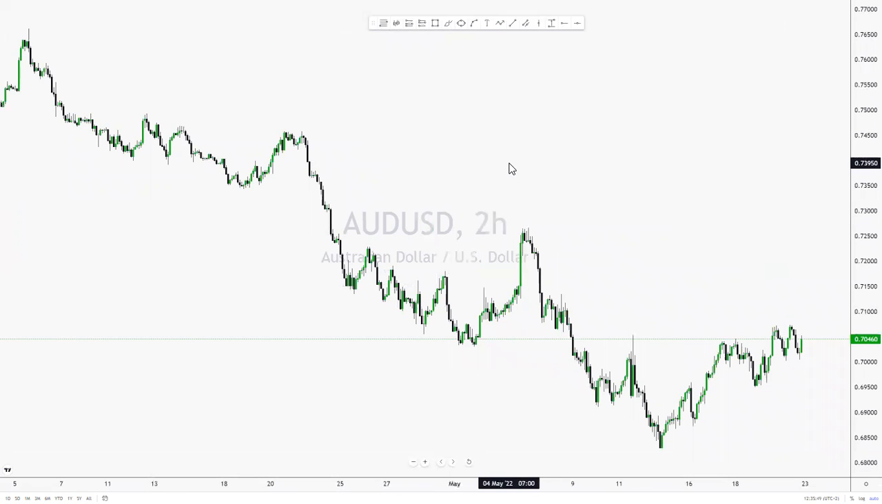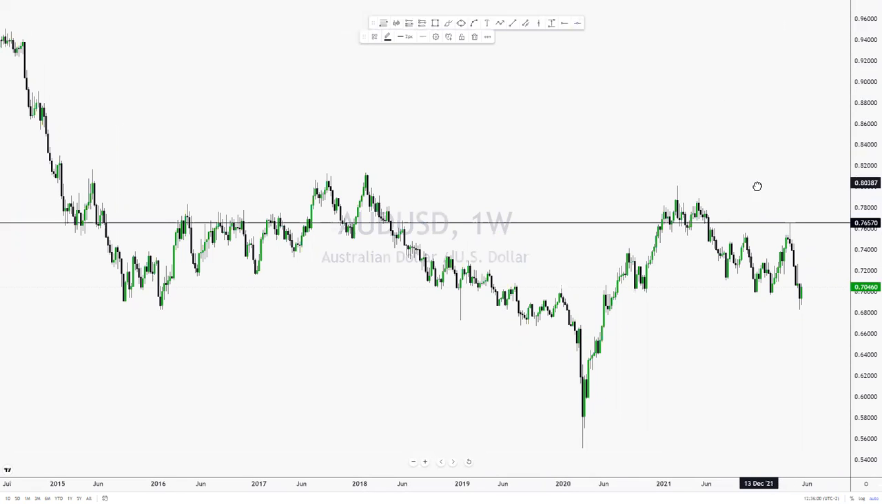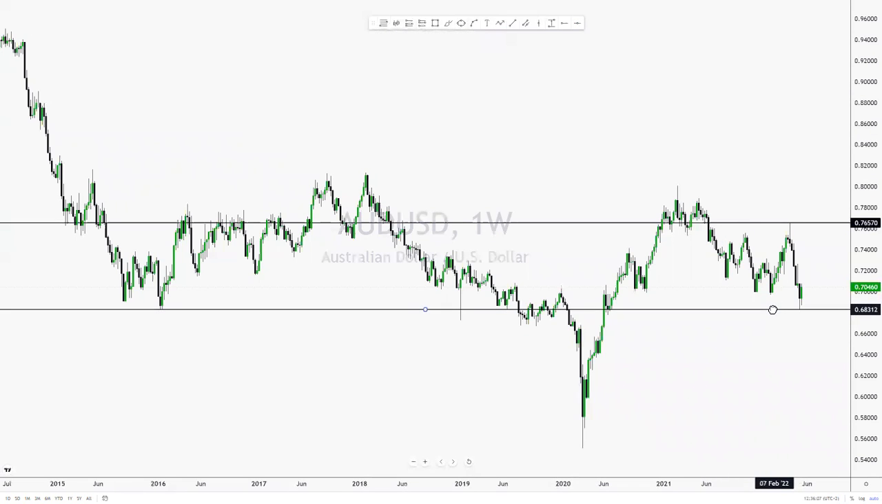So here we have our AUD USD. Let us just start as per our strategy. We start with the weekly time frame. On the weekly time frame, we identify the highs and lows of the week. There we have our high and here we have our low.